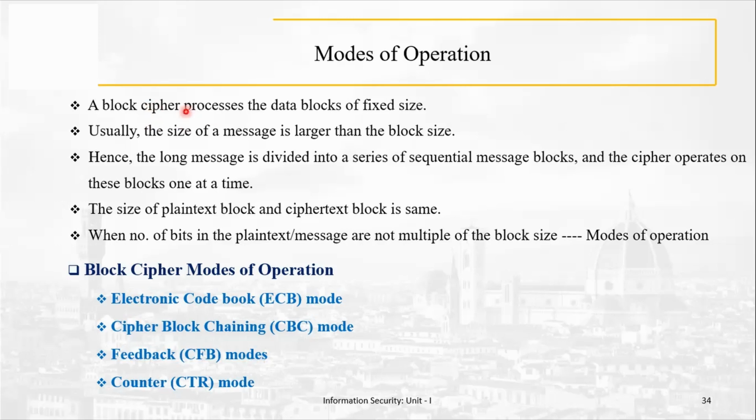A block cipher is divided into a number of modes of operation, which is there in your syllabus now. The modes of operation mean how we can process that block. In DES there was a Feistel function where there are a number of rounds, and that is one type of mode of operation. So what are the different types of modes of operation in block ciphers that we are going to study today?